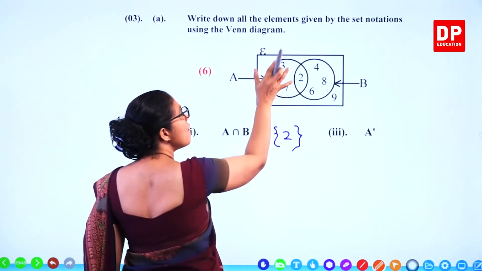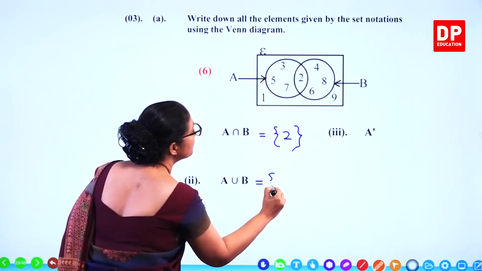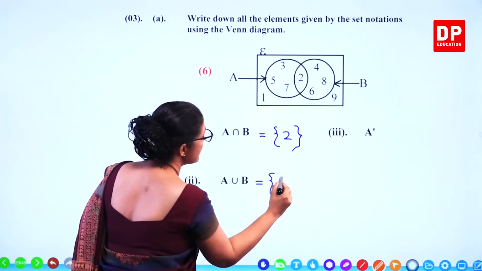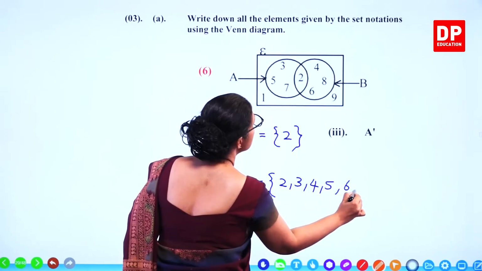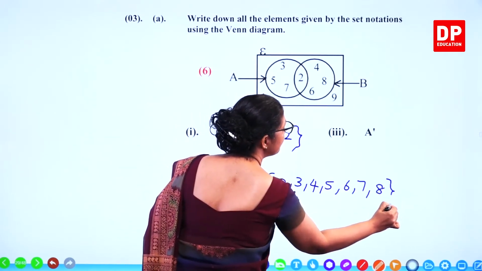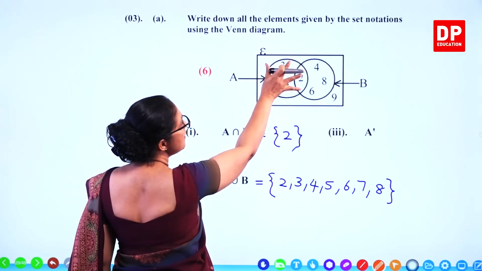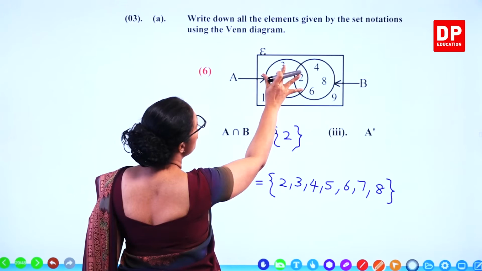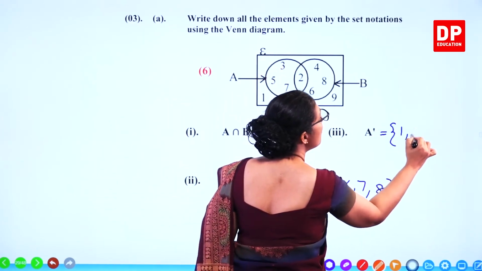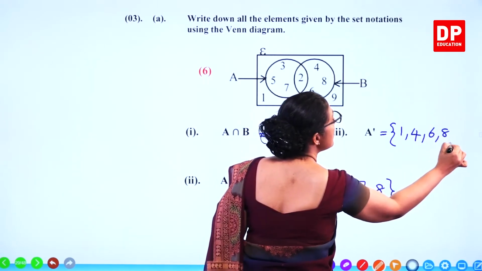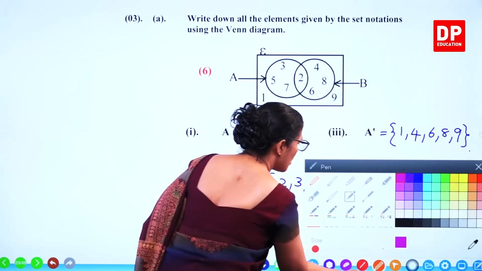A union B. Everything inside A and B circles. So what is that? You have to write all the numbers inside. 2, 3, 4, 5, 6, 7, 8. What about A dash? A dash means outside the A circle. Close it and write down all the other elements. 1, 4, 6, 8, 9. So you get 2 marks each.